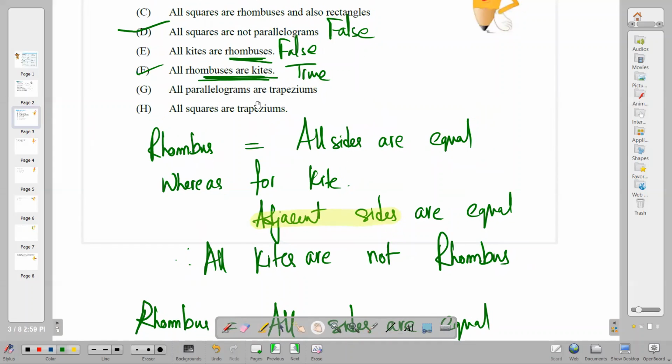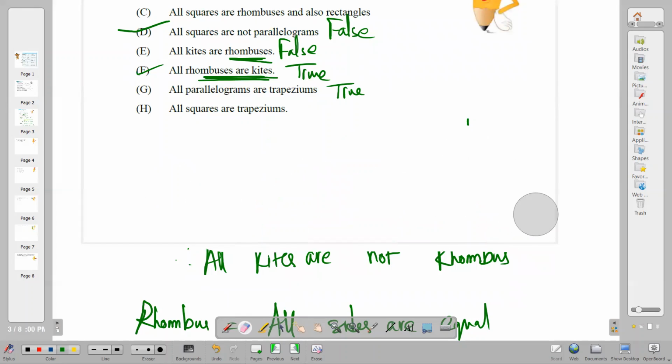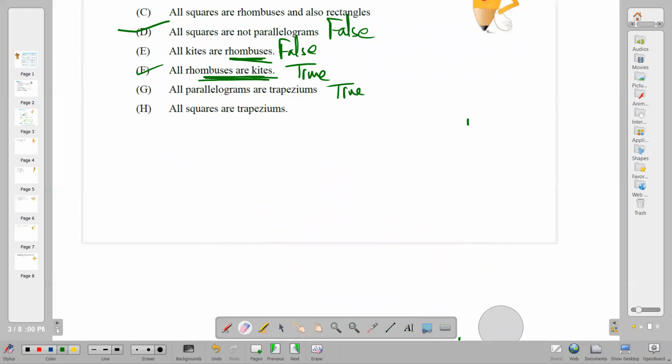Therefore, all rhombuses can be a kite. Now next, all parallelograms are trapezium. True है. Okay. From properties. Next. Now next, all squares are trapezium. ये true होगा या false? ये भी true होगा.